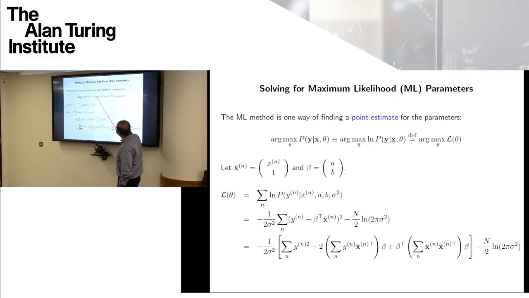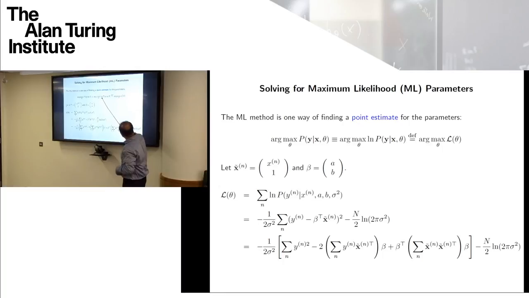Which is equivalent to argmax of the log likelihood. Okay? Because logarithm is a monotonic function, so the location of the maximum is the same even if I apply a monotonically increasing function. Okay?